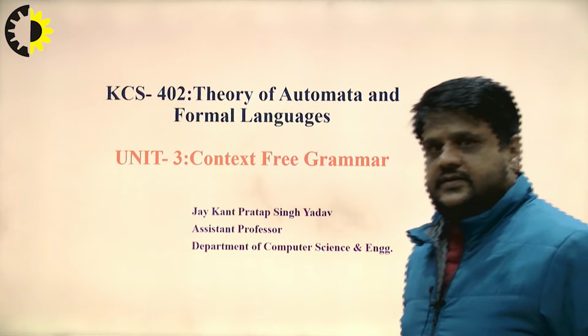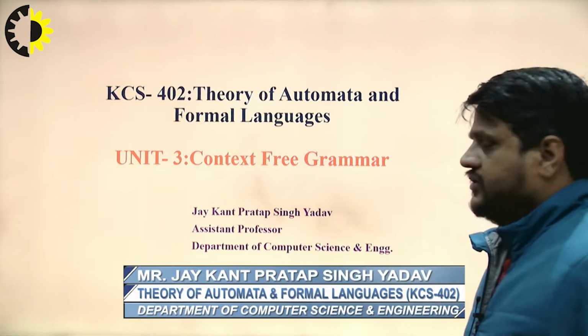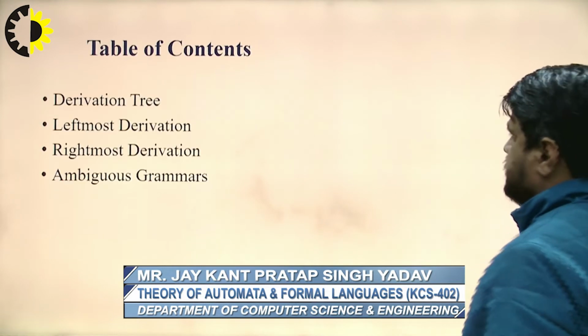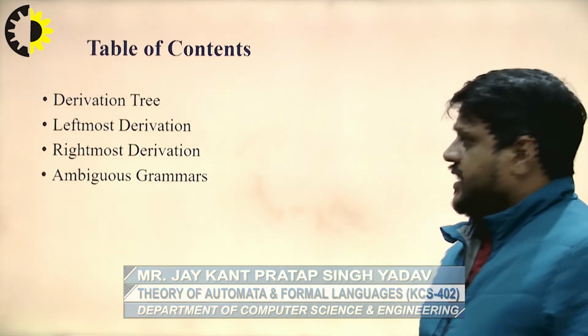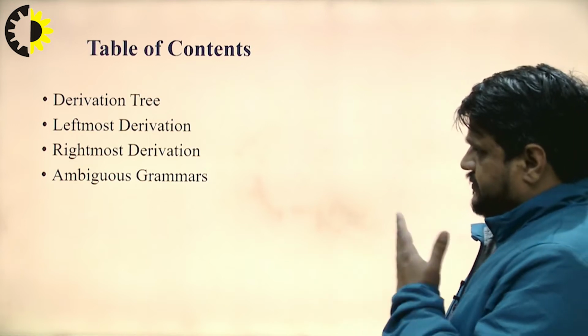Today I will discuss the second lecture of Unit 3, context-free grammar. The content to be covered in today's lecture is the derivation tree. After that we will discuss the leftmost derivation and rightmost derivation, and at last I will summarize it with the ambiguous grammar.